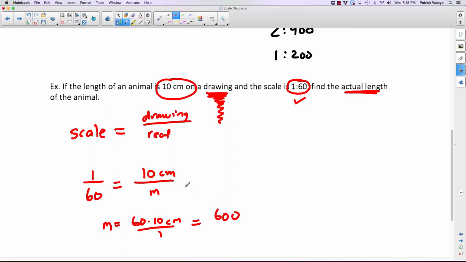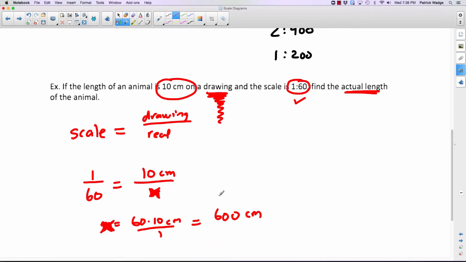600 what? Well, remember this had no units here. So if it's centimeters there, guess what it's going to be down here? Centimeters as well. Darn, maybe I shouldn't have used m. You might think I mean meters or something. I'm going to switch it to x. I'm sorry. Okay, let's say it's x and x, just so you don't get confused. That doesn't mean meters. That just means unknown amount. And since it says centimeters here, it's going to be centimeters here. Now, what do you think of that answer?